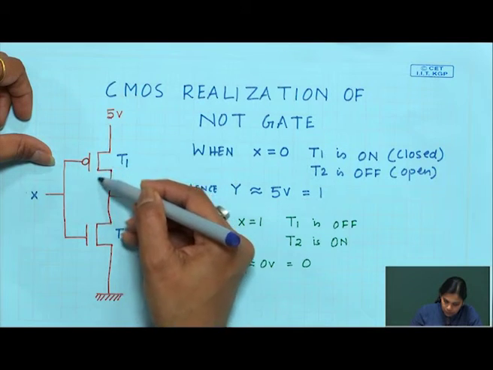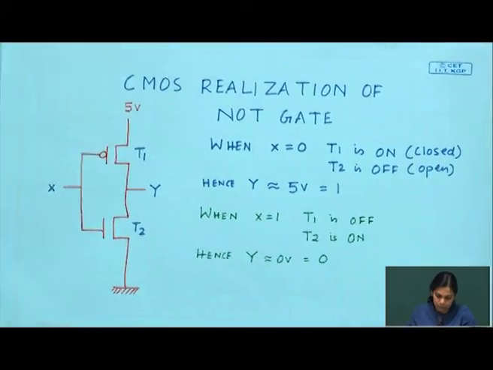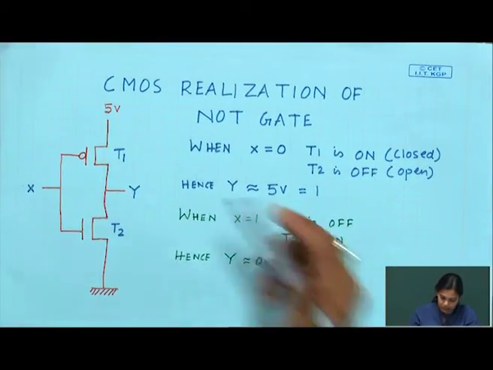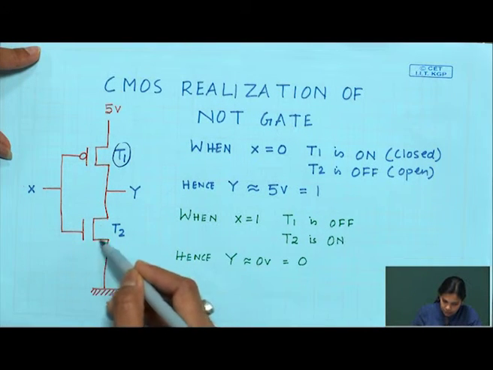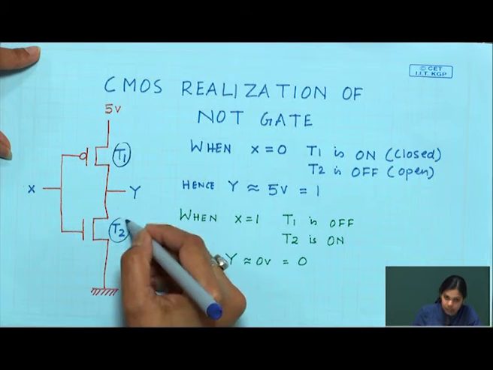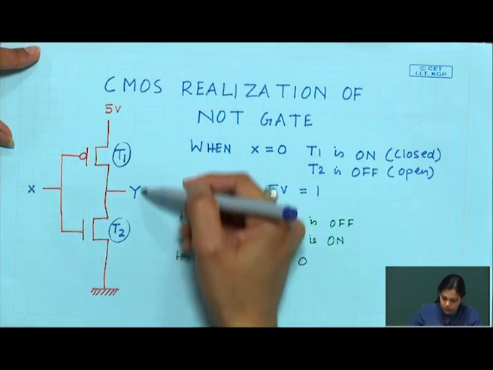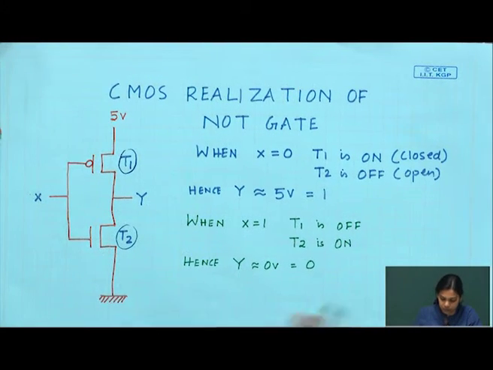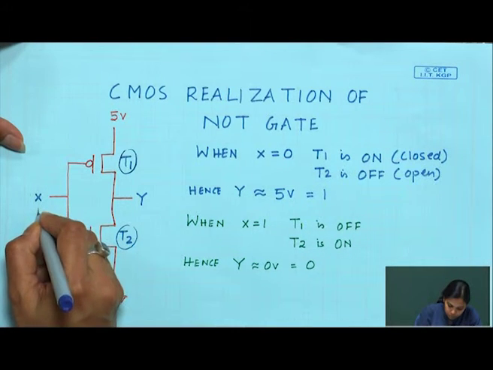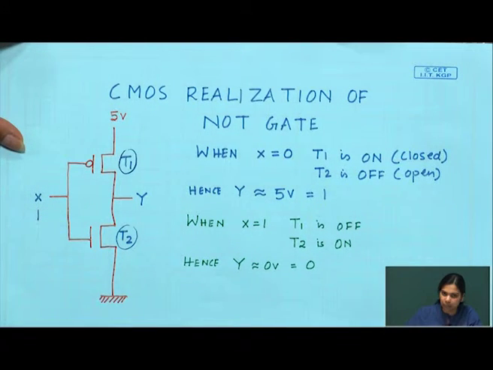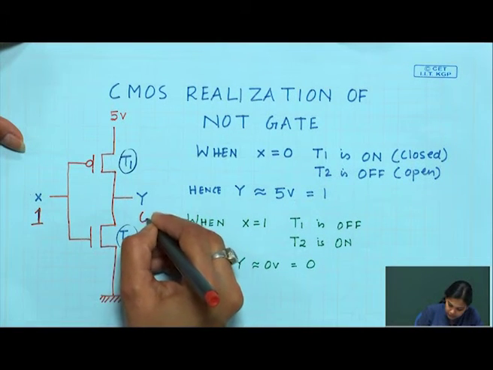A PMOS transistor is connected here. This is T1, and an NMOS transistor is connected here, which is T2. Now, this is a NOT gate. Let us see how this will act as a NOT gate. NOT gate means if I give X input as 1, the output should be 0.